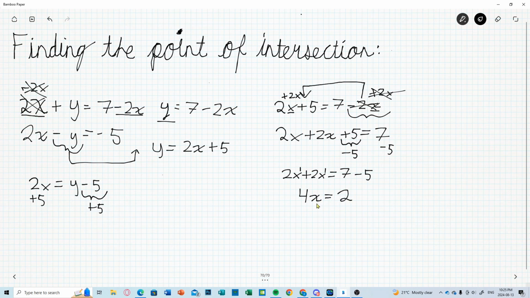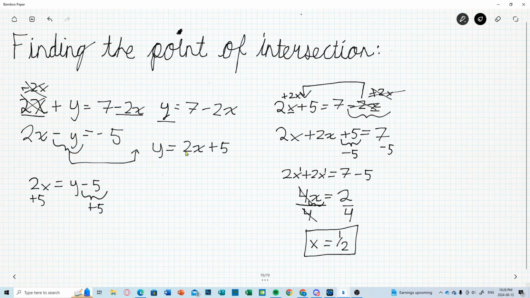But we're not done, because we still have to solve for x by itself. So in order to do that, we're going to divide both sides by 4. Dividing this will cancel the two 4s, leaving x by itself, giving us x equaling 2 over 4, which, if you notice, is just 1/2. Now we know that our x for the point of intersection is 1/2.